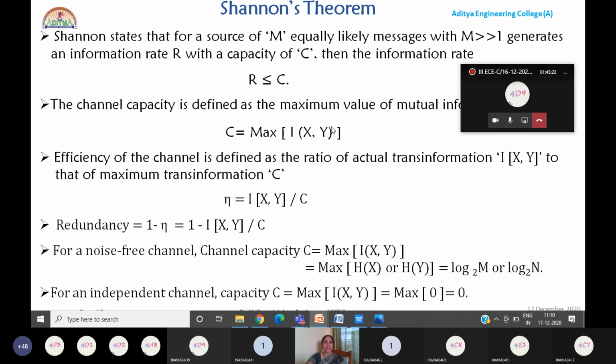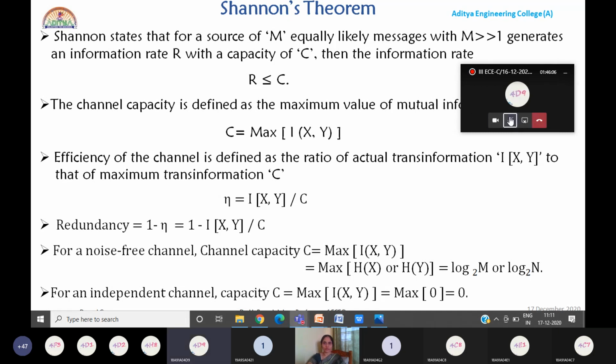Okay, now let us move to two kinds of channels we have discussed already. Already the fourth property and fifth property of mutual information, I already discussed the mutual information of noise free channel. Can any one of you tell me the fourth property of mutual information? What is the mutual information of noise free channel? Any one of you? Please respond.